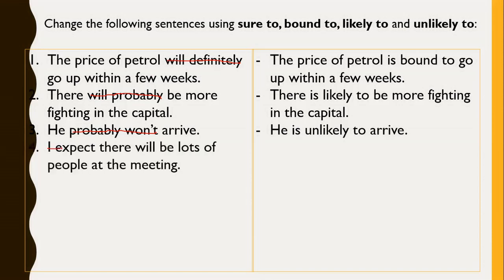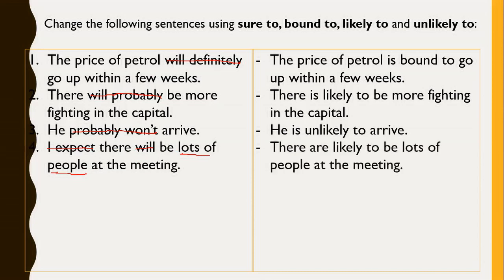Number four: I expect there will be lots of people at the meeting. I expect is a signal word. If you expect something to happen, if you hope something to happen, there is only a probability. It's a signal word suggesting probability, so we replace it with likely to. Lots of people is plural, so after there we use are. So there are likely to be lots of people at the meeting.